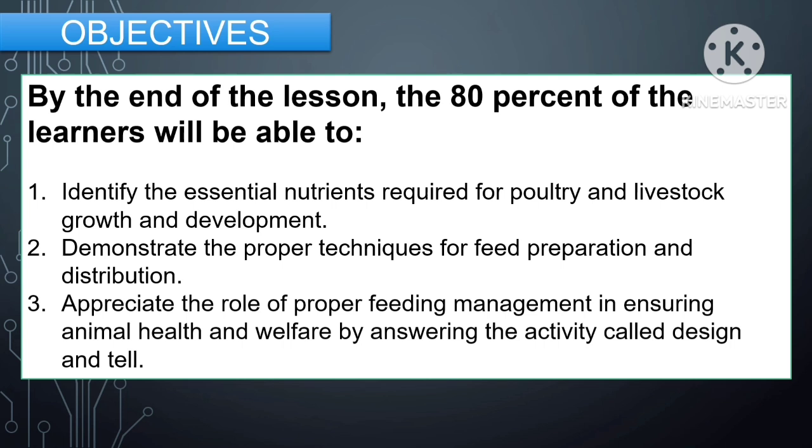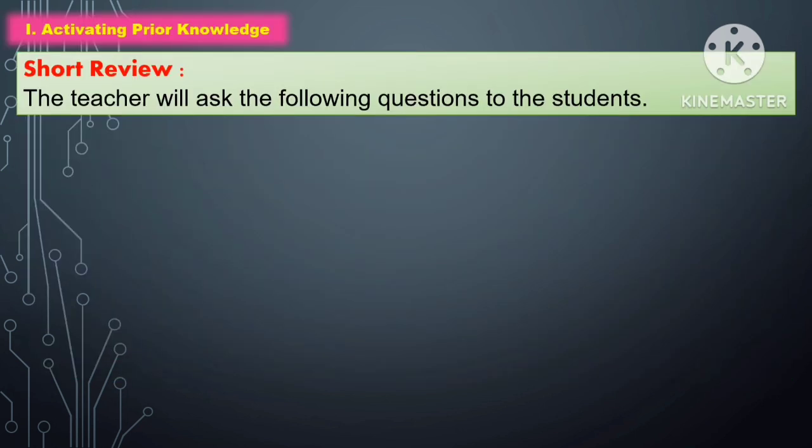For the objectives, by the end of the lesson, 80% of the learners will be able to: first, identify the essential nutrients required for poultry and livestock growth and development; second, demonstrate the proper techniques for feed preparation and distribution; and third, appreciate the role of proper feeding management in ensuring animal health and welfare by answering the activity called Design and Tell.